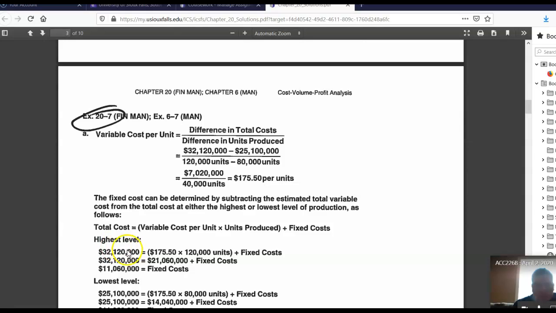So in this case, just to make sure that we have it right, let's pick the highest one again: total cost of 32.12 million. That should equal the variable cost per unit times the units produced, which at the 32 level is 120,000 units, plus fixed costs. We don't know that number yet. So 32 equals 21 plus the fixed costs. We solve for fixed costs, and it comes to 11,060,000.